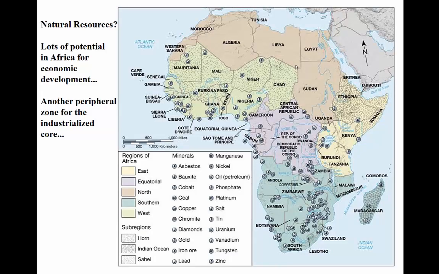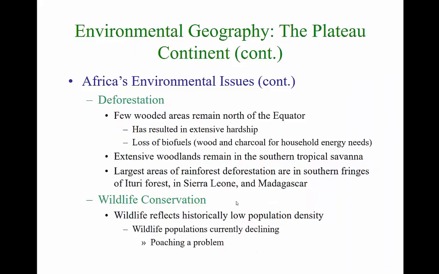And then you can see the number of natural resources. You can see the exploitation of especially Zimbabwe, Botswana, South Africa, when it comes to some of these precious metals. Other things. Deforestation that we talked about with the Amazon. And then wildlife conservation. The island of Madagascar has a lot of biodiversity, and that's for a number of reasons.